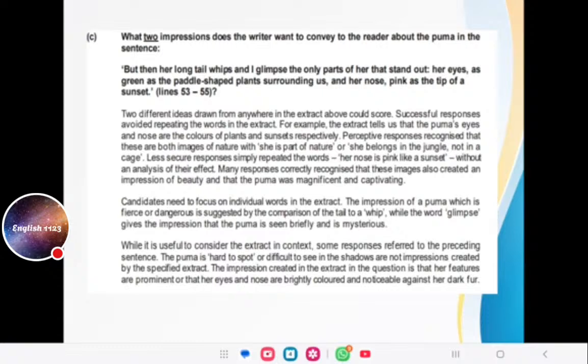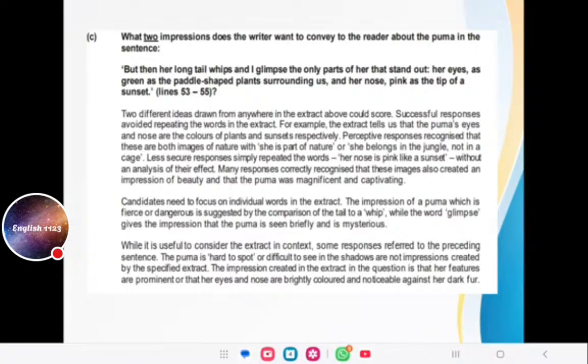Many responses correctly recognize that these images also created an impression of beauty and that the puma was magnificent and captivating. So basically, when you are talking about her eyes, when you are talking about her nose, you are talking about her beauty. So these are also quite successful answers. Candidates need to focus on individual words in the extract.